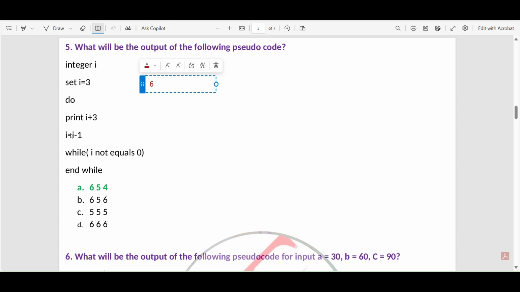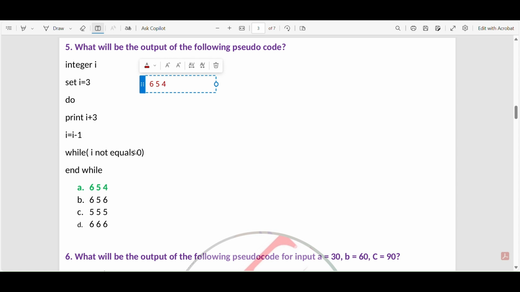I became 2. So I is not equals to 0. So again we are going to do this. I is 2, then 2 plus 3 will become 5. And then I will become 1. 2 minus 1 will be 1. And as I is not equals to 0, we will do it again. So I will be 1 now. So 1 plus 3 will be 4. Again we are decreasing the value of I, and now the value of I will be 0.